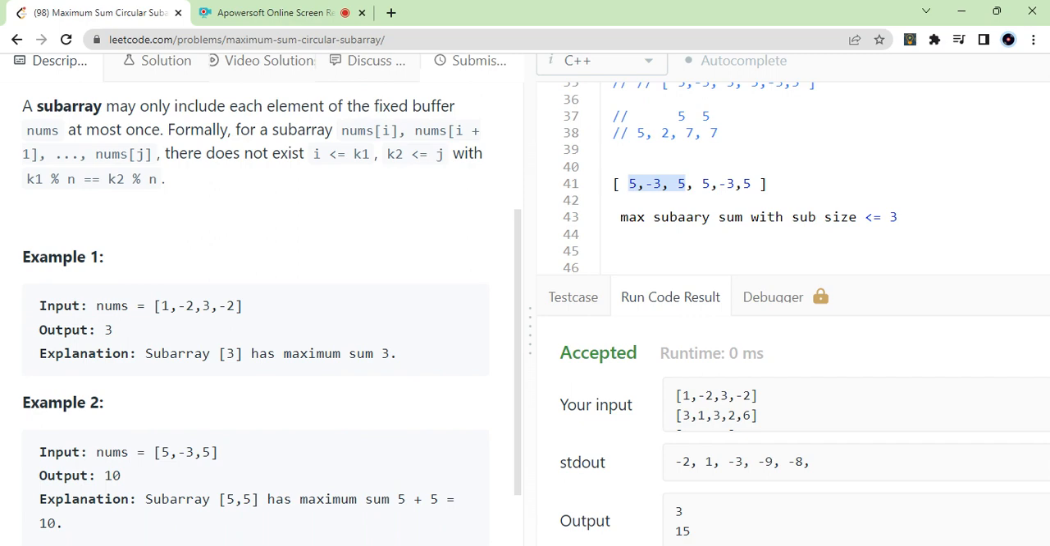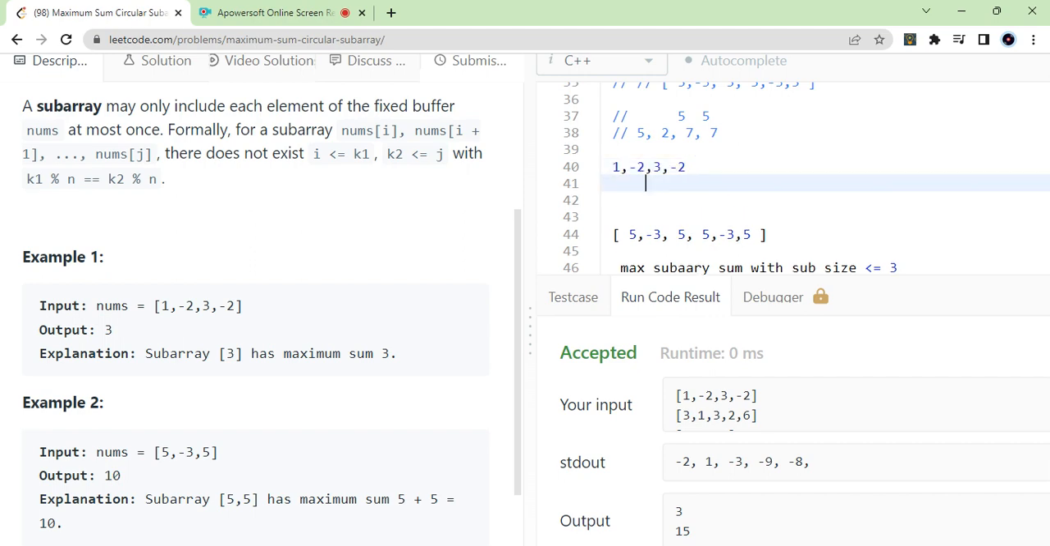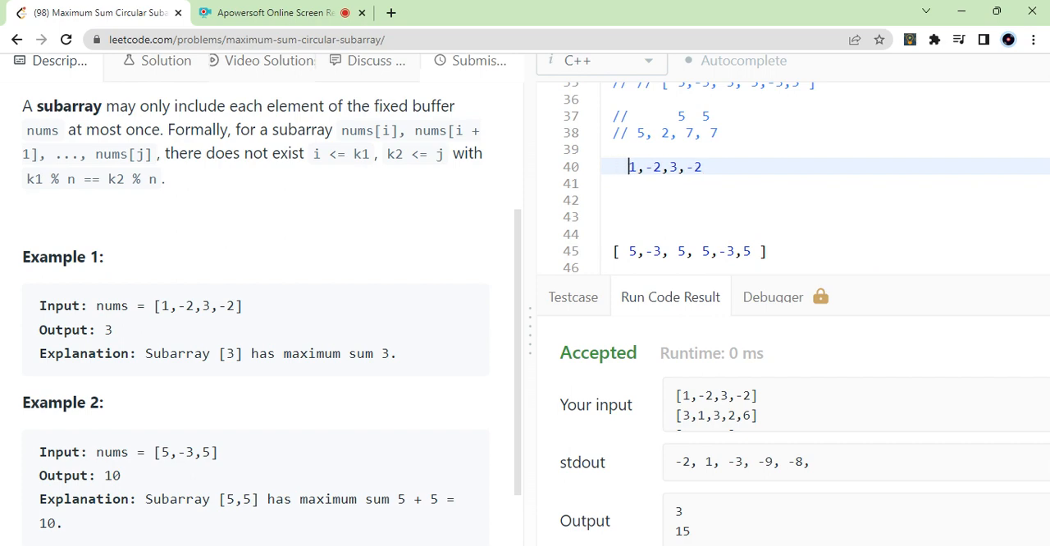Now let's talk about the approach for this problem. For example, if you have been given an array like 1 minus 2 3 minus 2, there are two ways that the maximum subarray sum can come out. If it was just a normal subarray, then there is only one way. If it is a circular subarray, then there are two ways, right? Let me draw those two ways.